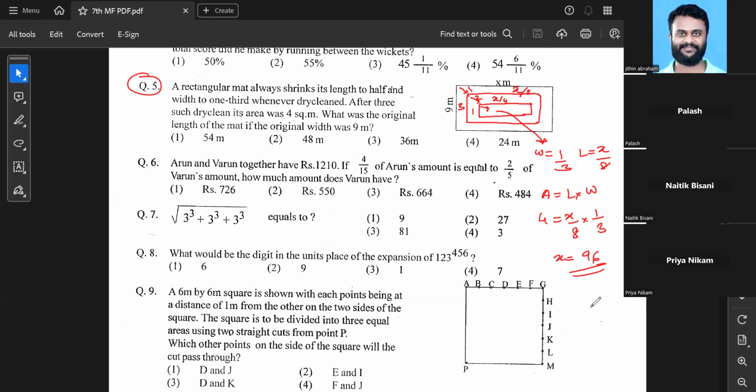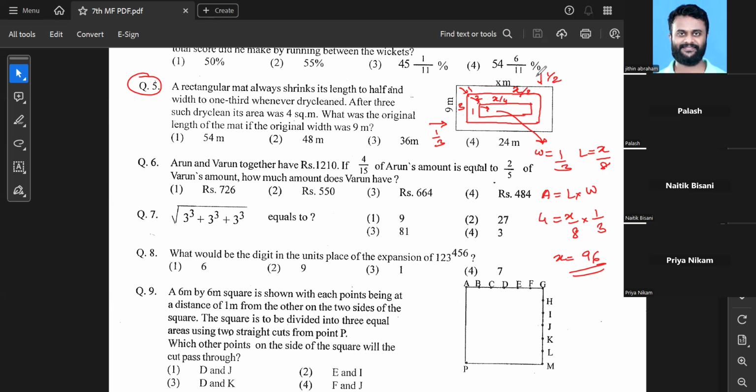Sir, can you explain this again? Absolutely. They are saying that there is a mat which shrinks after each dry clean. The length is going to be half and the breadth is going to be one third of the previous value. So initially the mat had 9 and X as the dimensions. After each dry clean, this is going to be 1 by 3 and this is going to be 1 by 2. So 9 became 9 by 3, 3. Then in the second dry clean, it became 3 by 3, 1. Then in the third dry clean, the 1 became 1 by 3.